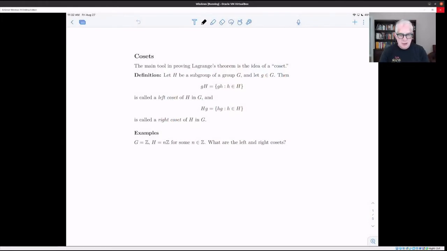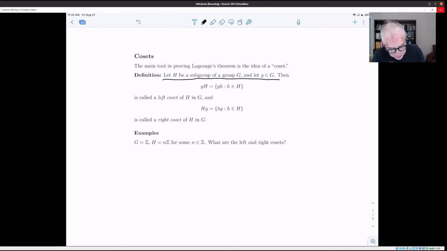Okay, so what's a coset? A coset is constructed out of a subgroup in the following way. So suppose we have a subgroup of a group G. Doesn't have to be finite in this case. These ideas of cosets work even for general groups. It's only when we start counting them that we're going to care if the groups are finite.